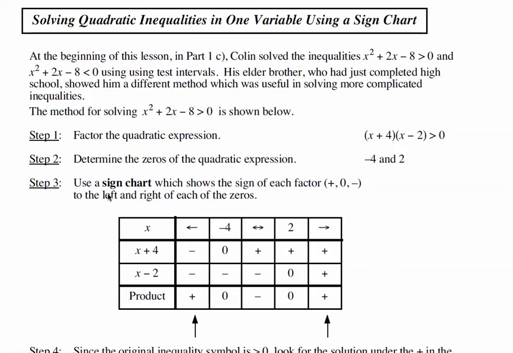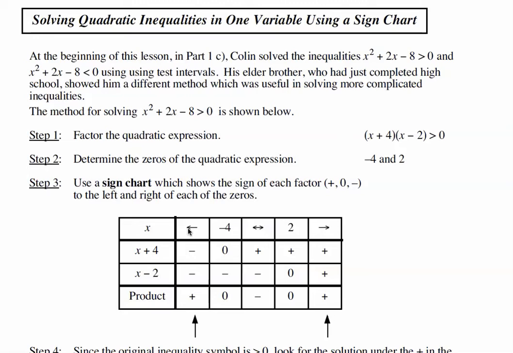And now we use a sign chart which shows the sign of each factor. It shows the sign to the left and to the right of each of the zeros. So again, now we're simply just looking at each factor. So we write our factors on the left-hand side. We put x plus 4, our first factor here. We put x minus 2. We write that down over here.